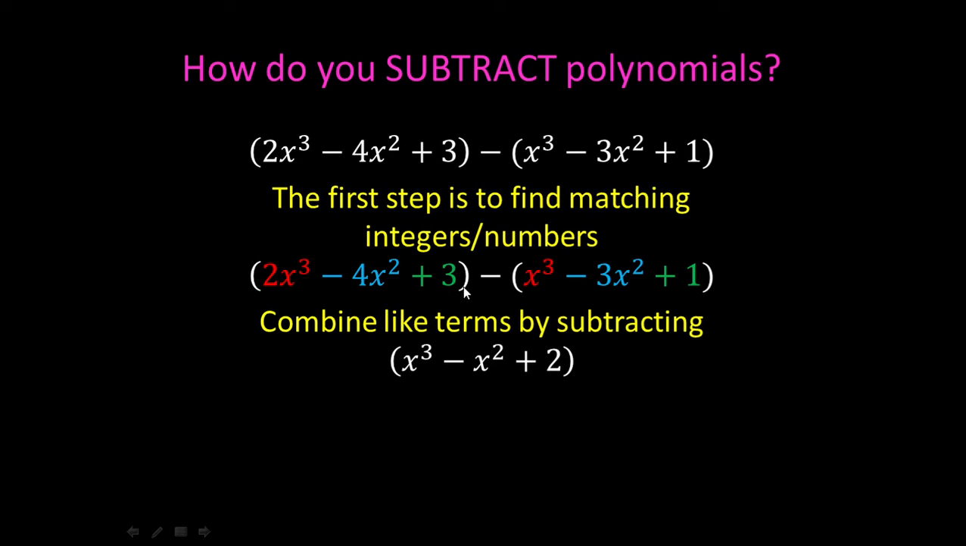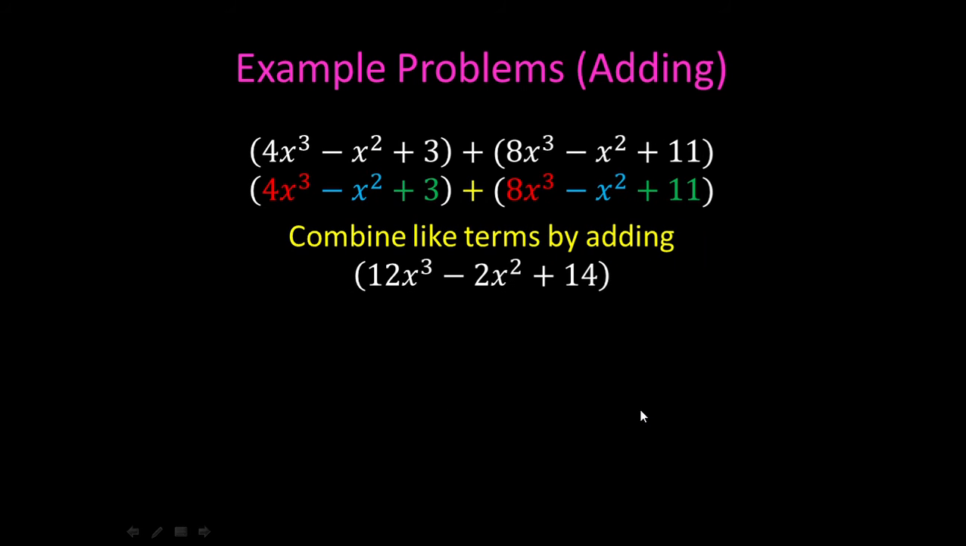So 2x cubed minus positive x cubed, which would be positive 1, would be positive x cubed, since 2 minus 1 is 1. Negative 4x squared minus negative 3x squared would give you negative x squared, since negative 4 minus negative 3 gives you negative 1. Then positive 3 minus positive 1 would give you 2, since 3 minus 1 is 2, giving your final answer x cubed minus x squared plus 2.